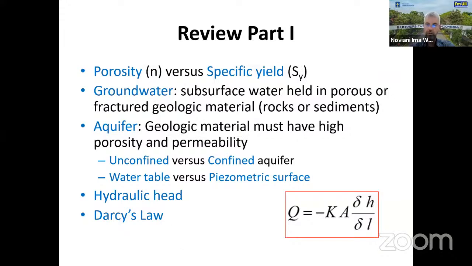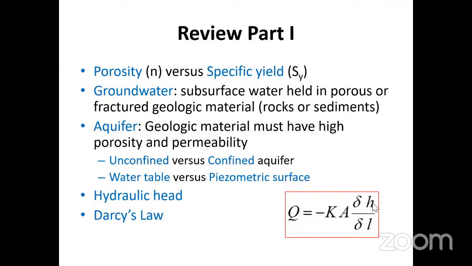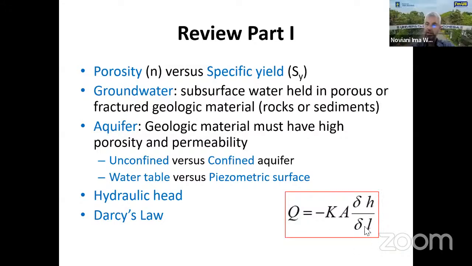And Darcy's Law, if you remember, states that the flow of water, Q, is equal to the cross-sectional area, A, through which the flow takes place, and the hydraulic gradient, which is the ratio of the change in head over the change in length. So this part of Darcy's Law is called the hydraulic gradient. And then most important, you see the K. The K is the hydraulic conductivity.